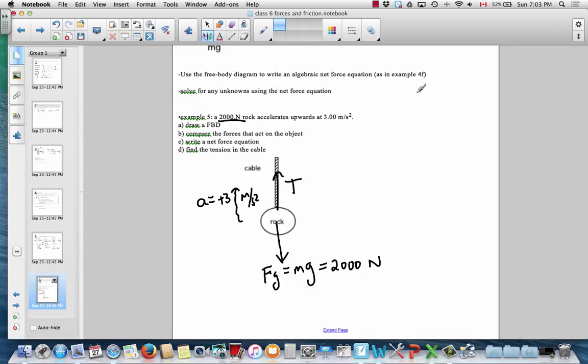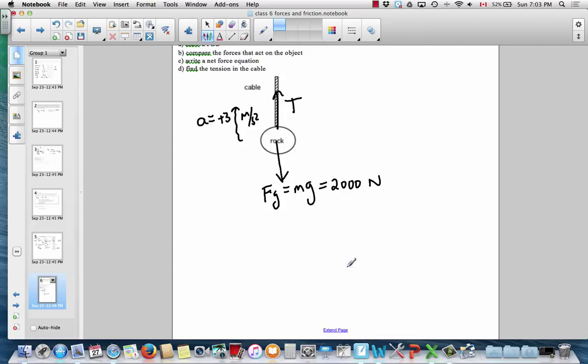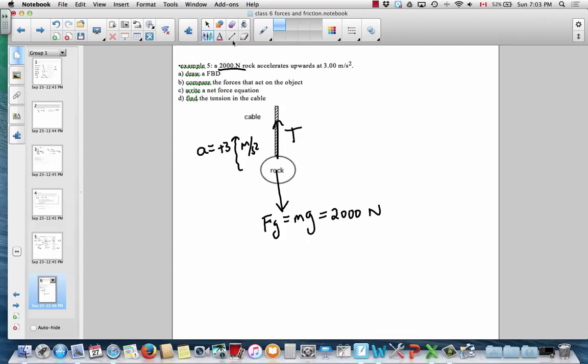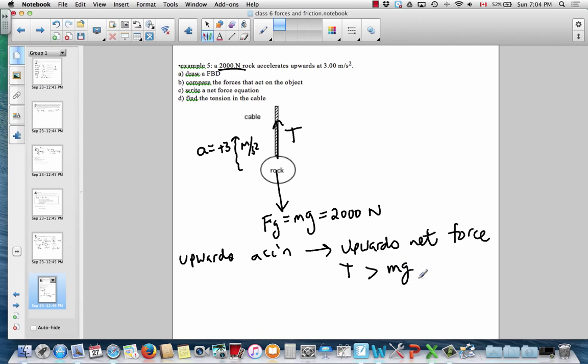Next, because those are the only two forces in the absence of air resistance, we want to compare those two forces. And that means try to decide which one's bigger and which one's smaller. Well, we're told it's accelerating upwards. And because it's accelerating upwards, there is a net force. And that net force has to also be upwards. So an upwards acceleration by Newton's second law implies an upwards net force. And if the net force is upwards, that tells us that the tension has to exceed the weight.